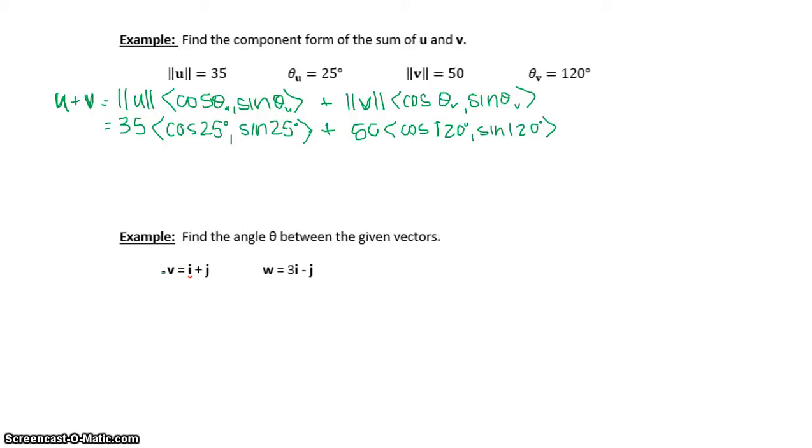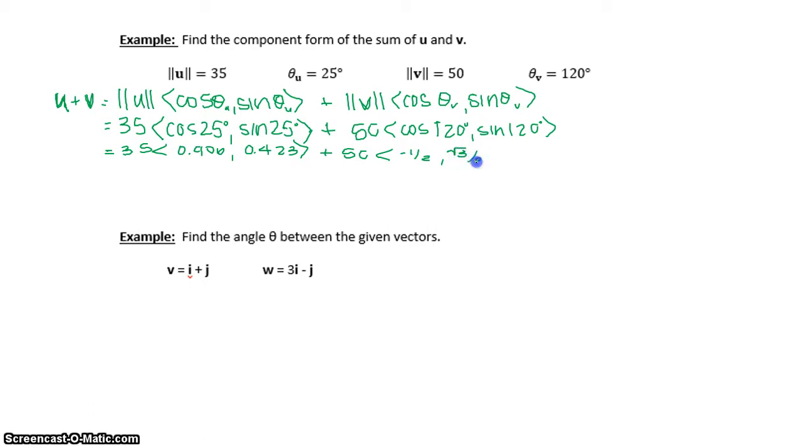Alright, so picking up on that last problem, I went ahead and plugged everything in. 25 degrees is not on the unit circle, so I'm going to go ahead and just type those into my calculator. So I have 35 times 0.906 and 0.423 plus 50 times, since 120 is on my unit circle, I can use those values or I can go ahead and type them into my calculator.